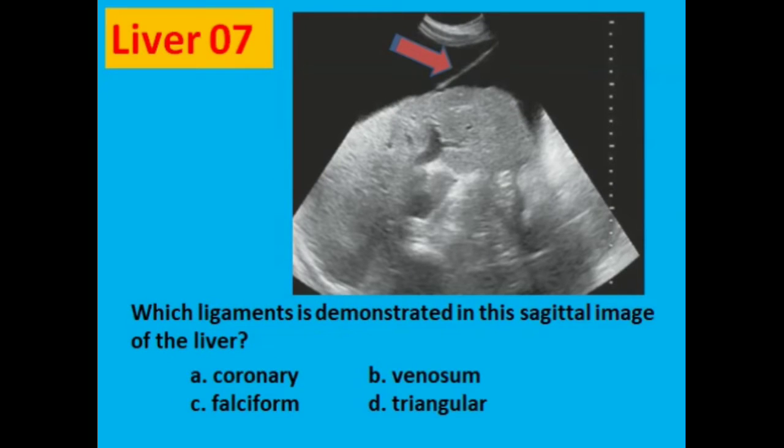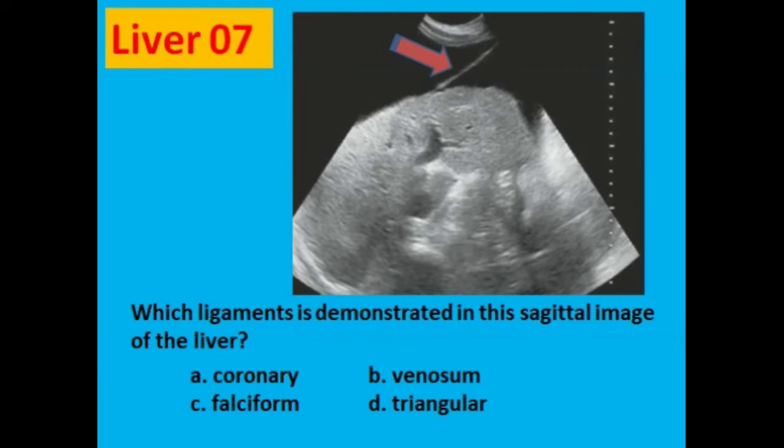Case number 7. This is the image of a patient with ascites. This linear hyperechoic structure is visualized, and here is the query: what is this? There are 4 options given. One is coronary ligament, the other one is ligamentum venosum, falciform ligament, and triangular ligament.